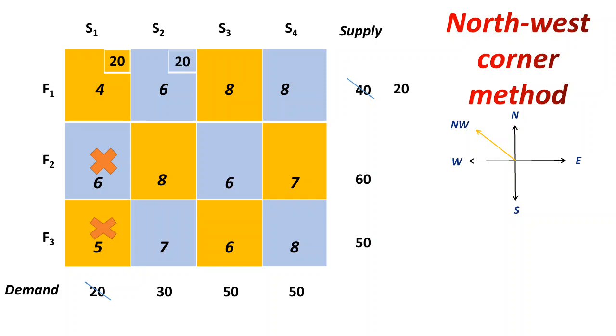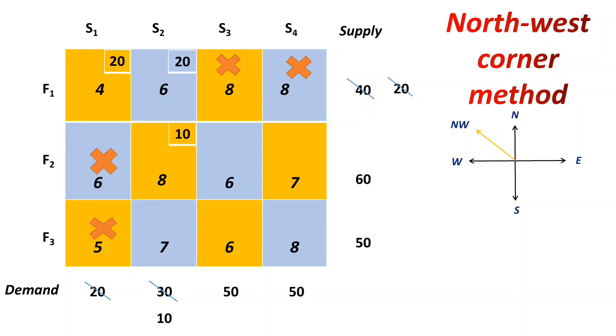Now we move towards another northwest corner, and this is cost value 6. So we fill here the lesser of the two, that is 20 or 30. So we fill here 20 and the remaining demand left at store 2 is 10, and now factory 1 cannot supply goods to any other store, so we cut the other cost value.